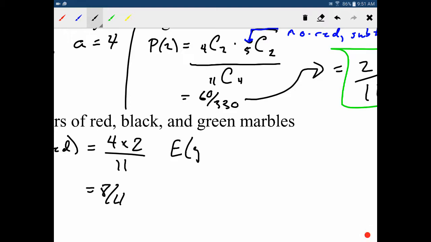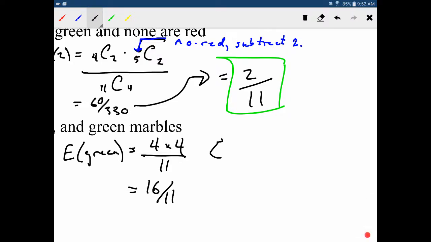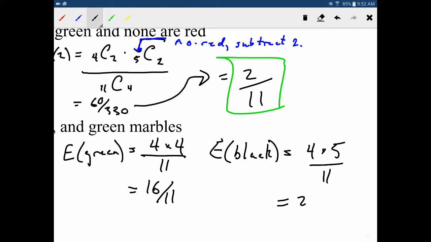Expected value for green. Let's see. So we're still taking 4. There's 4 greens out of 11. So we expect 16 out of 11. And finally, expected value for black. So you can see how, as I change what I'm paying attention to, it's just that A value that's going to change. And so there's 5 blacks. So that gives us 20 out of 11. And that's it.